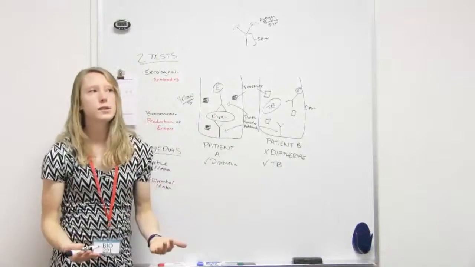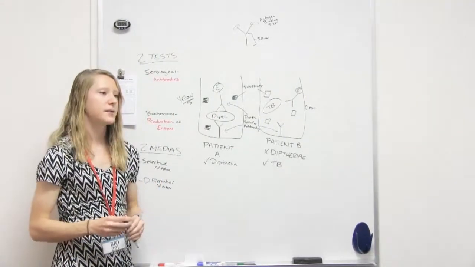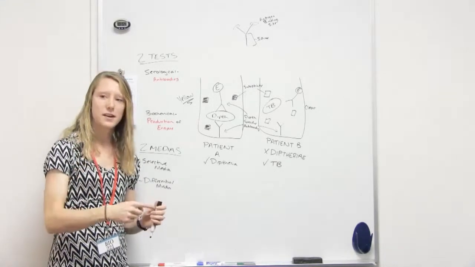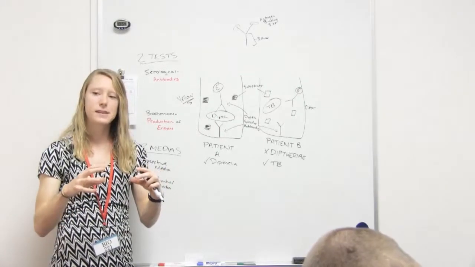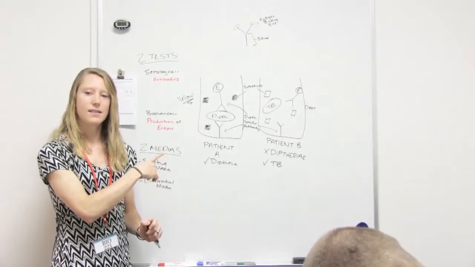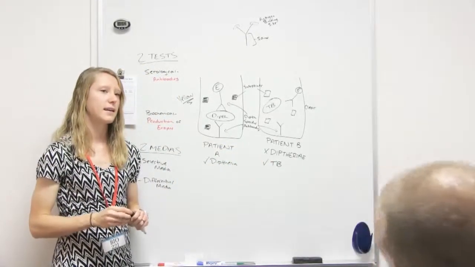Looking at these two wells, what do I know now? Patient A has diphtheria. Patient A has diphtheria because it turned yellow, which means that the antibody with the enzyme attached to diphtheria, which attached to another antibody, and since those antibodies are so specific, I know without a doubt that person has diphtheria. Okay. Is that okay?